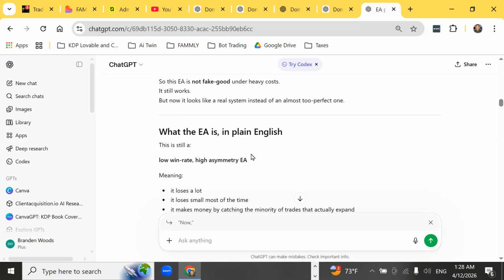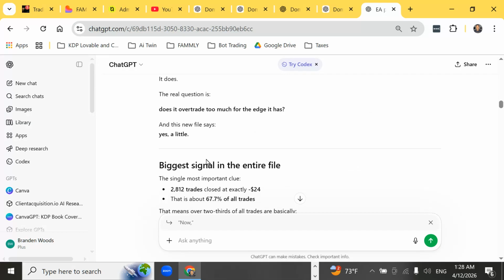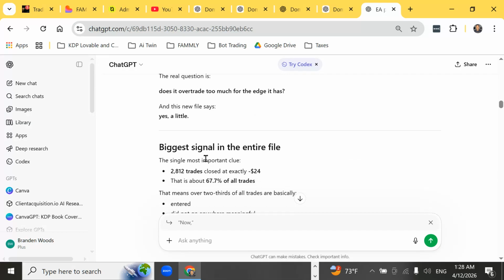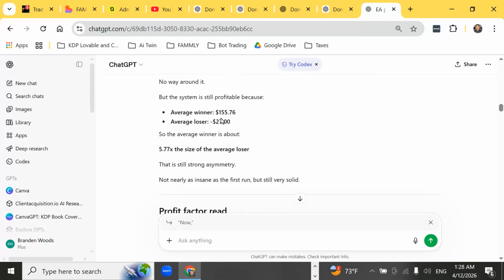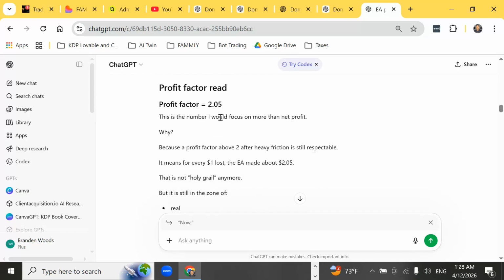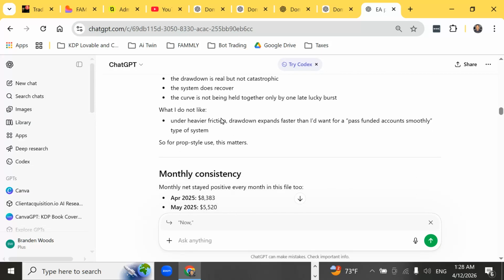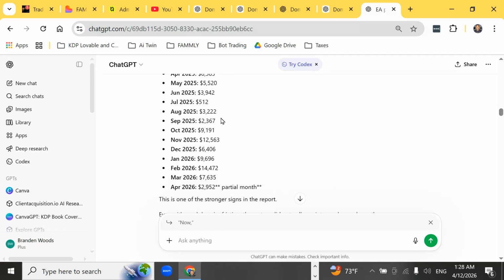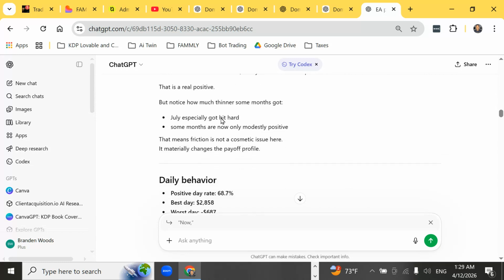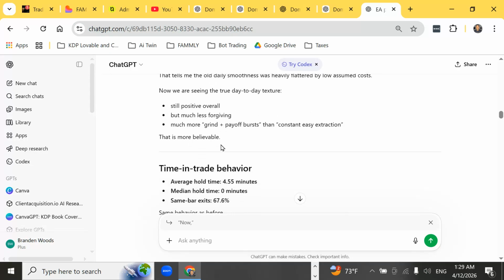So this is not fake, right? It's not fake. Low win rate, high asymmetry. Does it overtrade a little too much? Yes, but that's my style, to be honest. Like I tap in, I tap in, I tap in until something works really well. But this cuts out, with no holding something that's wrong. So that's really good. And it holds on to good moves.